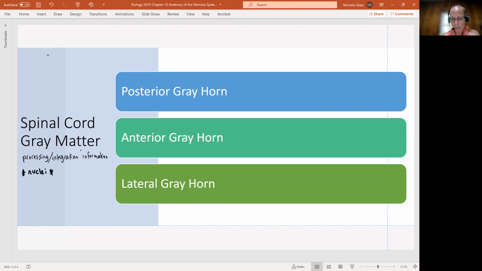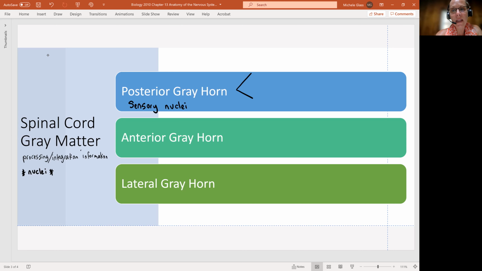Now, as we look at the posterior gray horn, we're going to see that this contains our sensory nuclei. So this means processing sense information as it comes from the body into the spinal cord. All of that information is coming into the back side of the spinal cord, and it is going to be processed at the posterior gray horn. Now we have two different processing centers here.